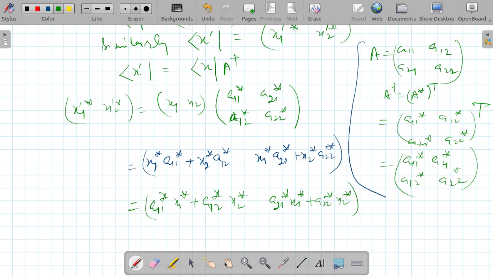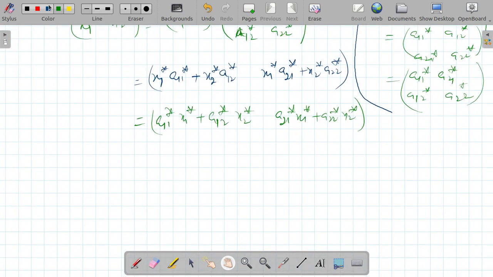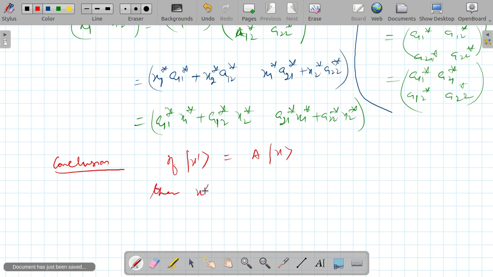So keeping all these things in mind, we can conclude that if ket x prime is equal to A into ket x, then bra x prime must be equal to bra x into A dagger.